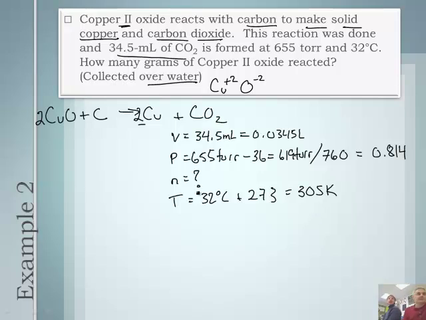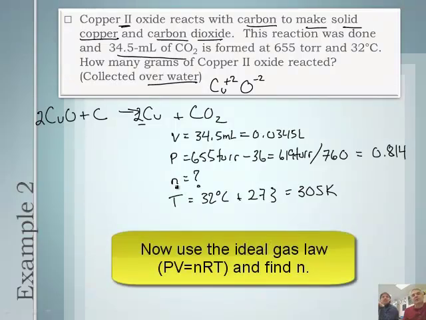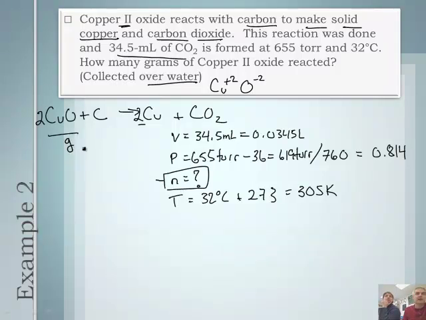Last time we did stoichiometry first, and then PV equals nRT. This time you're going to solve for n first. You're trying to find the grams of copper(II) oxide, so you'll convert to grams of copper oxide using stoichiometry. PV equals nRT first, then stoichiometry. So let's do our PV equals nRT.